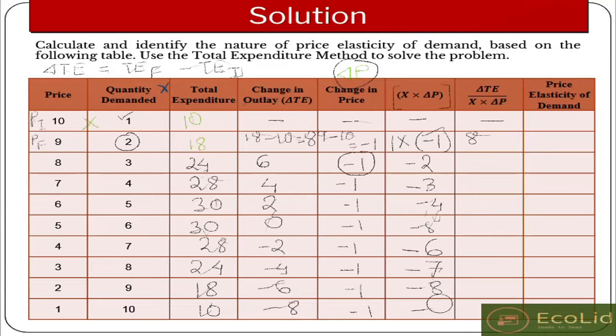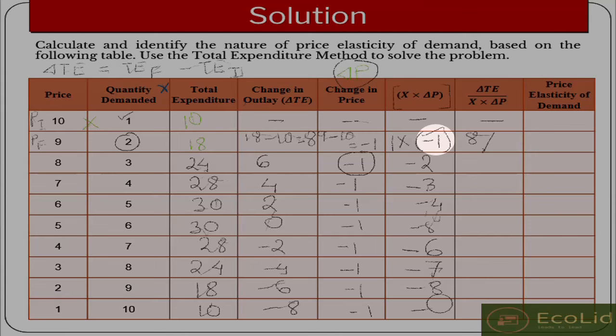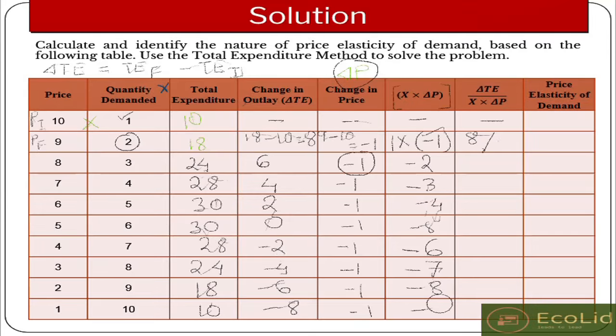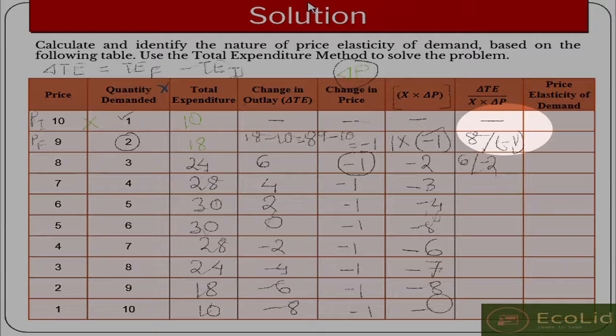So 8 divided by the value that we have already calculated, that is the denominator. So the value of the denominator is minus 1. So minus 1. Now here for the second case, what will be the value? That is 6 divided by minus 2. So if we calculate it, the value will be minus 8 for this case.